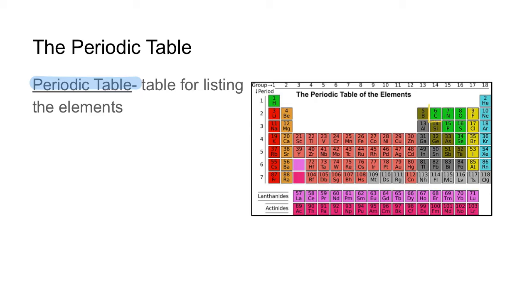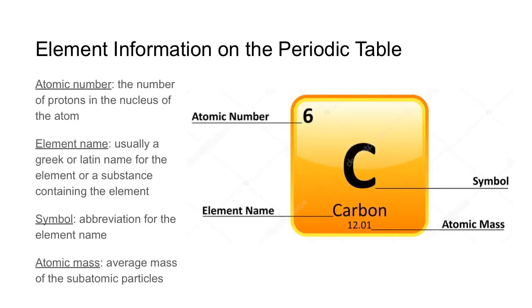And we're going to zoom into one of these elements here to see the parts of it on the periodic table. So each little square on the periodic table has different information. There's the atomic number, the element name, symbol, and atomic mass. When we say atomic number, that's the same as the number of protons that are in the nucleus of the atom. So carbon, if we were to look in the nucleus, we would see that it has 6 protons.